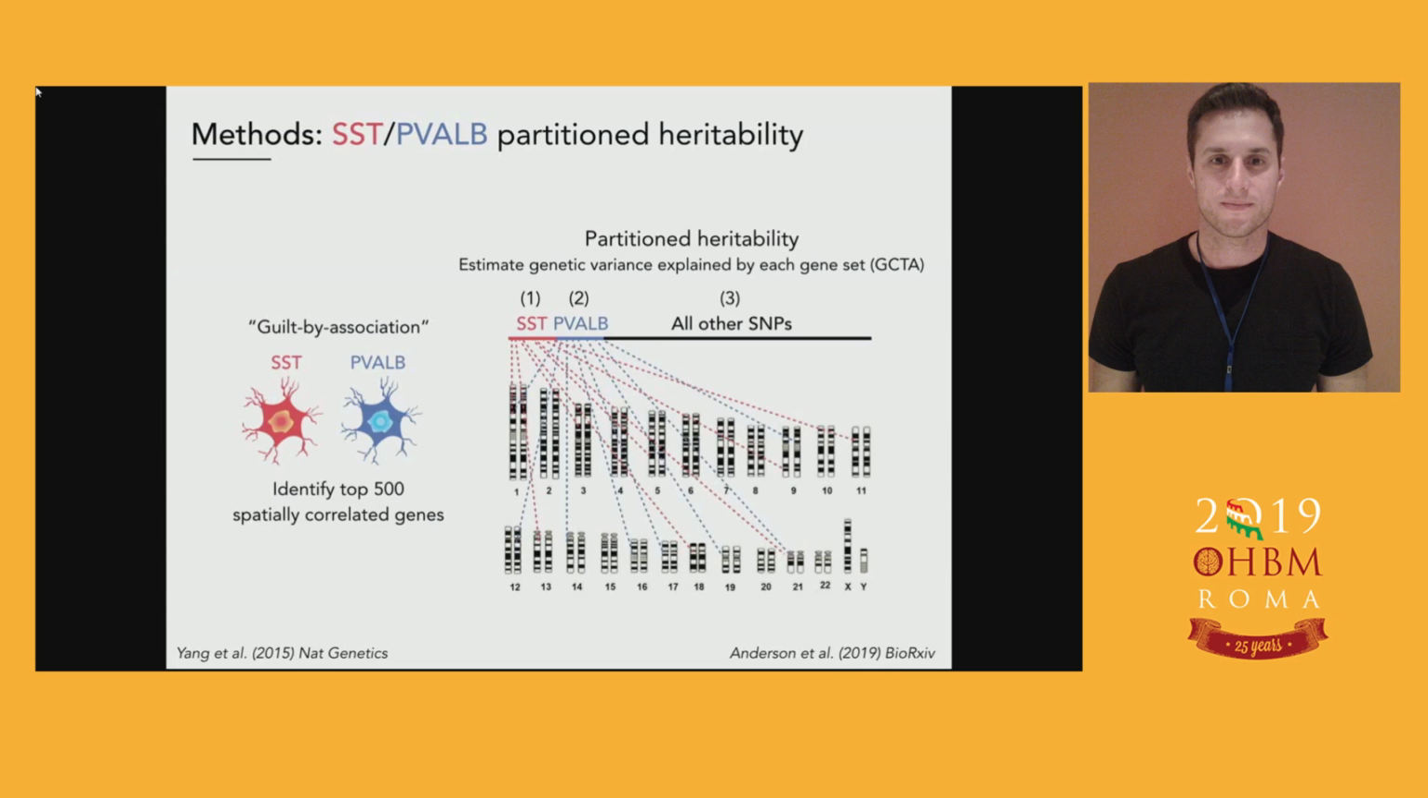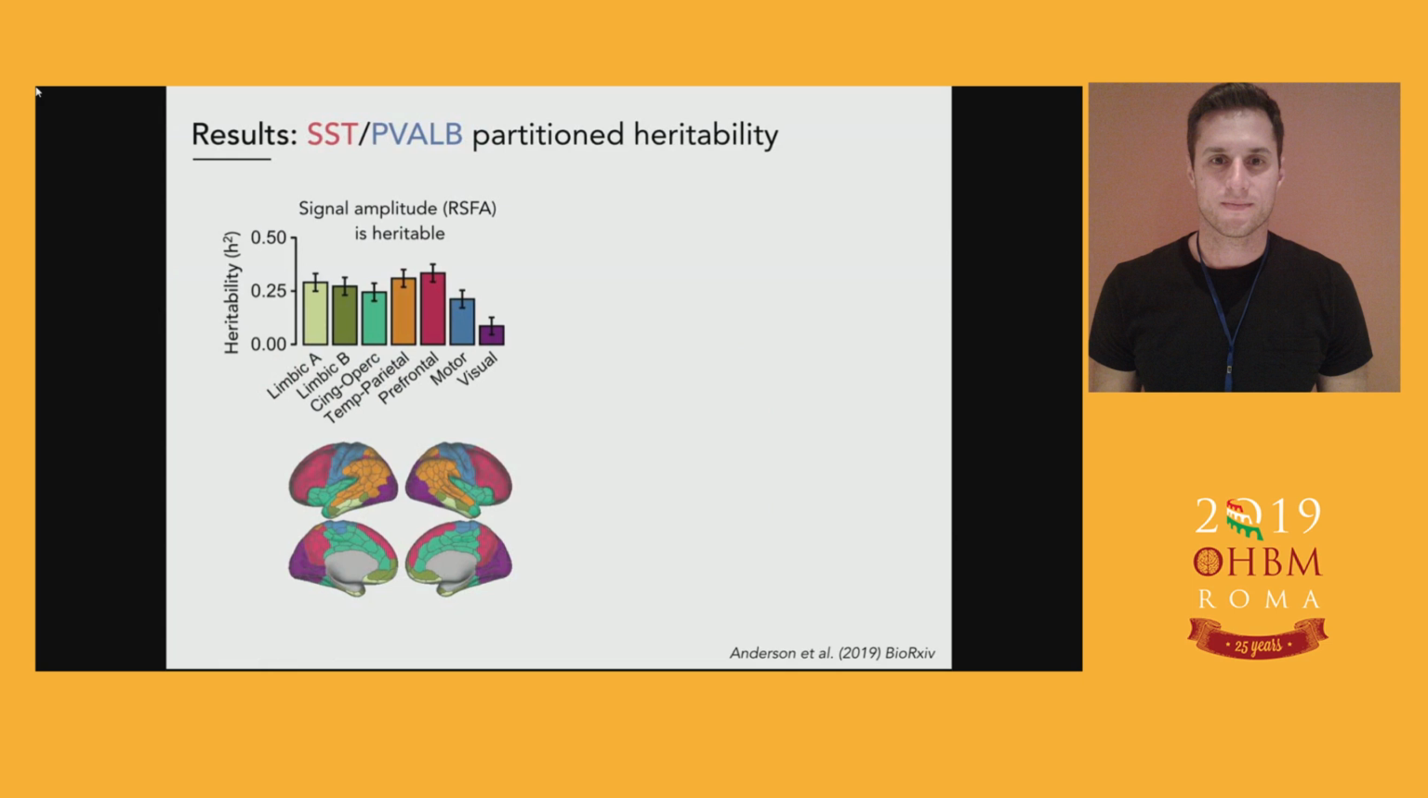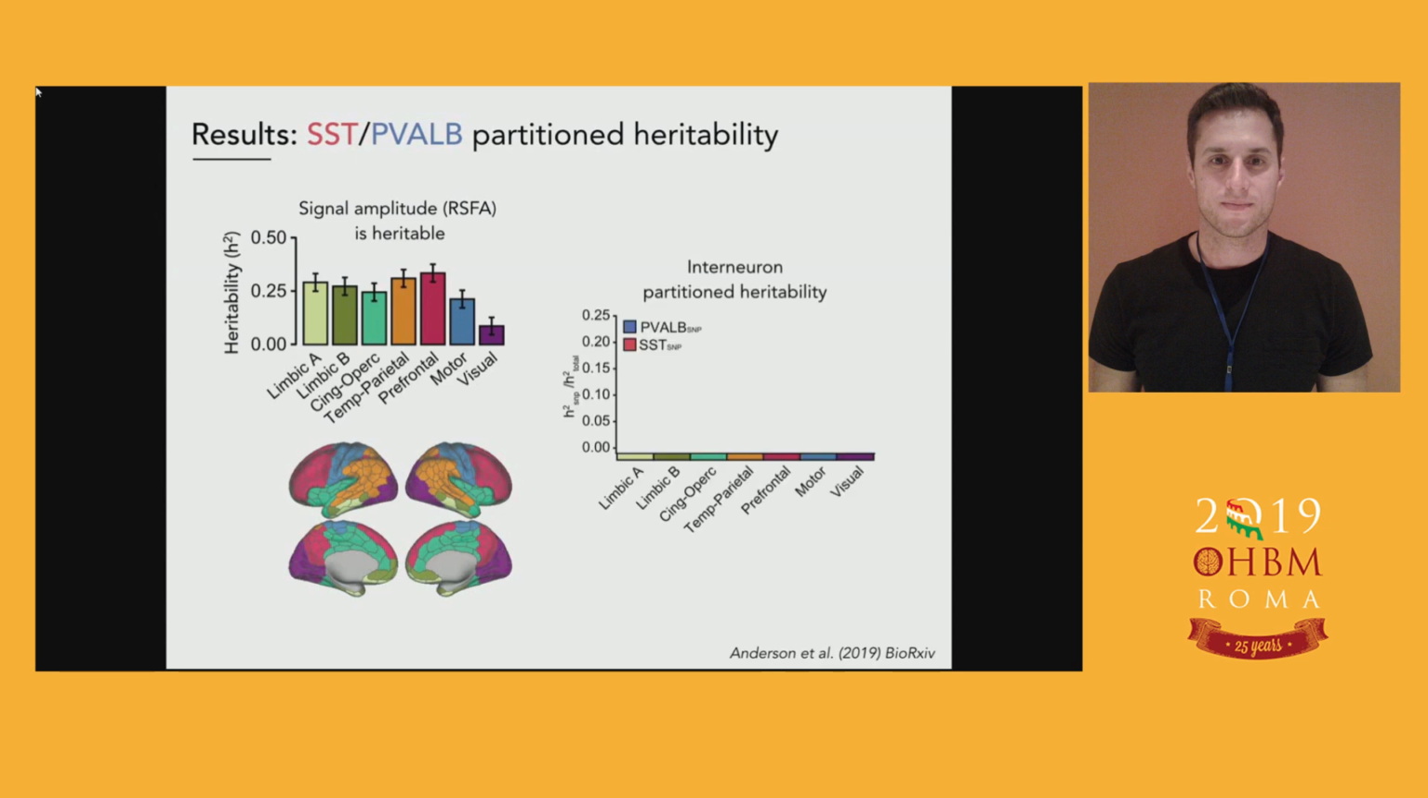And this allows us to partition the amount of genetic variance in a trait and attribute it to each one of these genomic regions. So for any of this to work, we have to show that our primary trait of interest is in some form heritable. And so we find that cortical signal amplitude is between 25 to 35% heritable with about a 10% heritability in visual cortex. We can then ask what proportion of this genetic variance is attributable to the parvalbumin gene set and the somatostatin gene set.